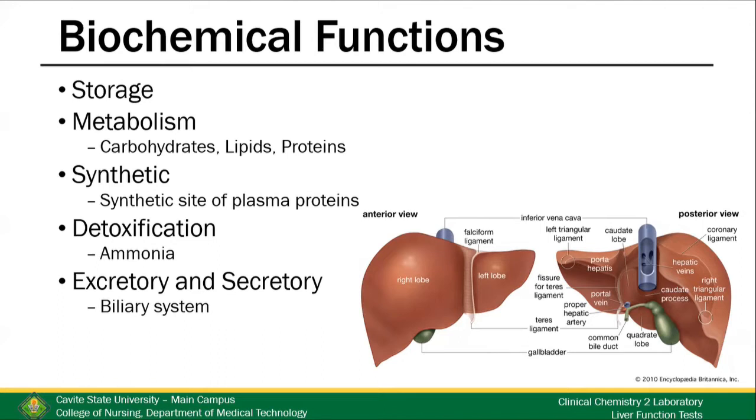For its synthetic activity, one of the major synthetic activities of the liver is the production of plasma proteins. It synthesizes albumin and most of the alpha and beta globulins, except the immunoglobulins, which are synthesized by the B lymphocytes. It also synthesizes all the blood clotting factors, positive and negative acute phase reactants, and coagulation proteins.